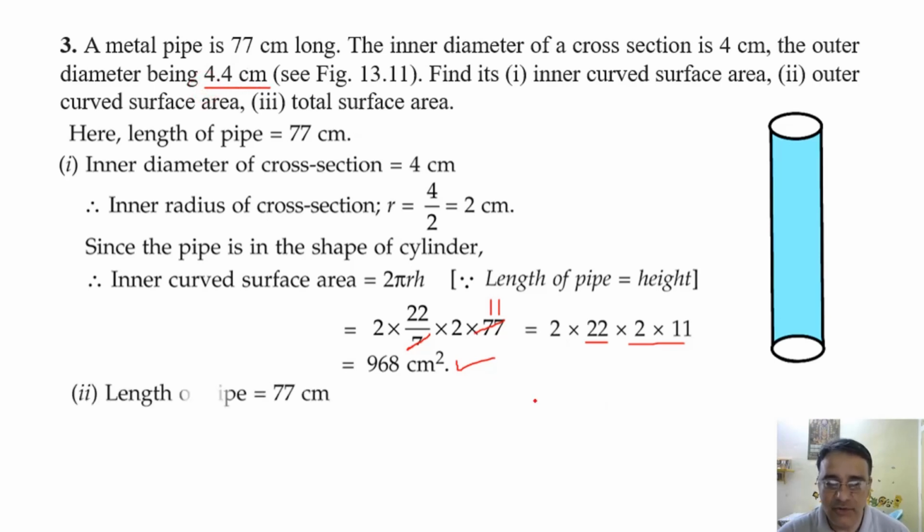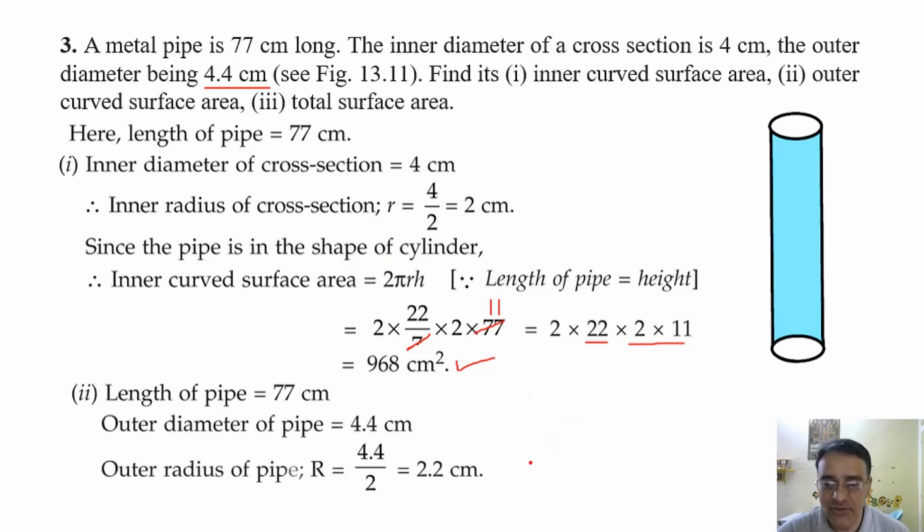4.4. Right. So what is the outer radius? 2.2 centimeters. Right, 2.2 centimeter. Now we have already taken small r for the first bit. So here we are going to take the capital R.